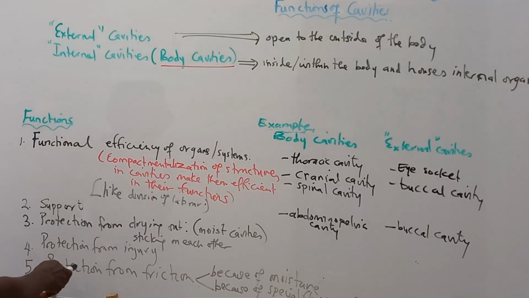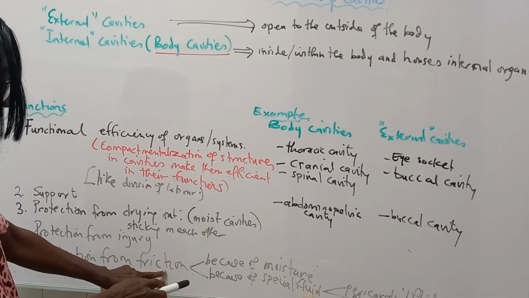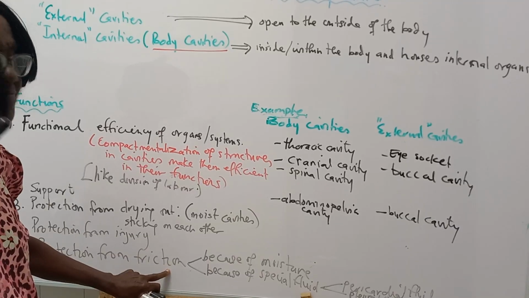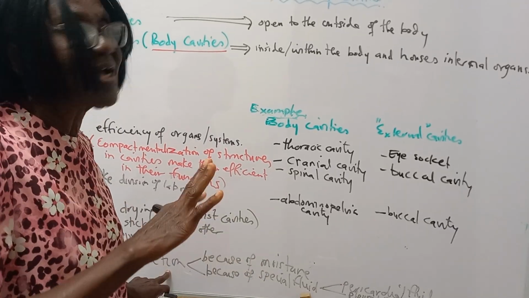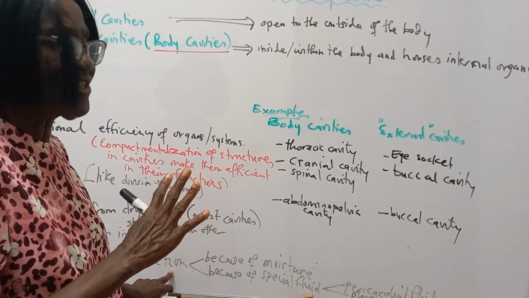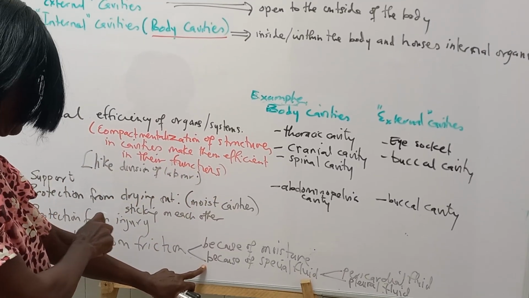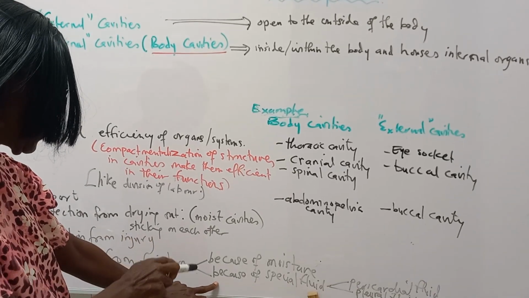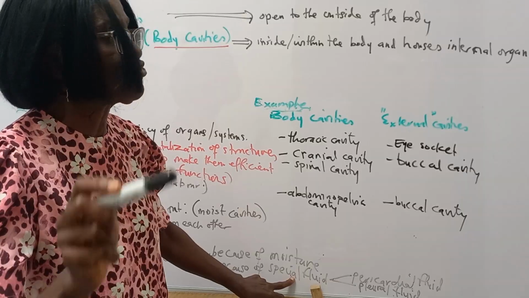Then we have protection of structures from friction. And structures are protected in the cavities from friction because the cavities are moist. So the structures don't rub on each other or stick on each other. Also, the structures are protected from friction because there is special fluid around some structures.